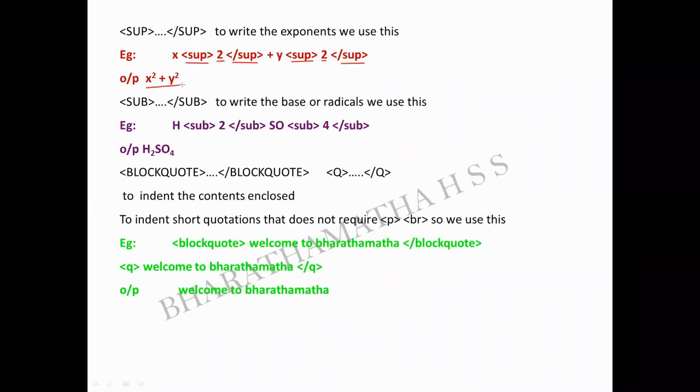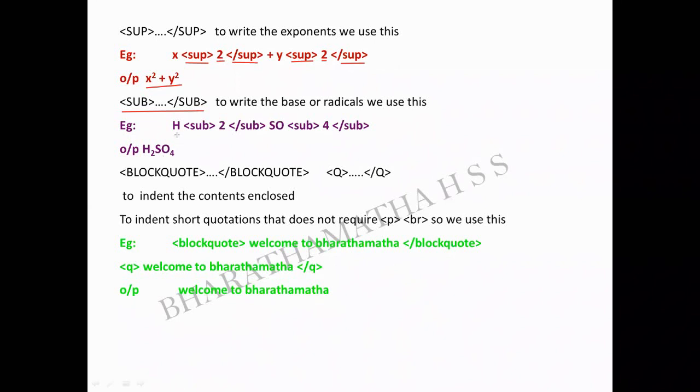They'll give you a question like this, x squared plus y squared. Write the suitable tags for it, that is the question you will be getting. So you have to write it out like this. Then the next is your sub tag. Sub means subscript, that is to write the base of the number. When you go to chemistry you will be having equations and formulas, chemical formulas. So there you have to write the base of that element, how many molecules or whatever it is. You have to write the base of that element.